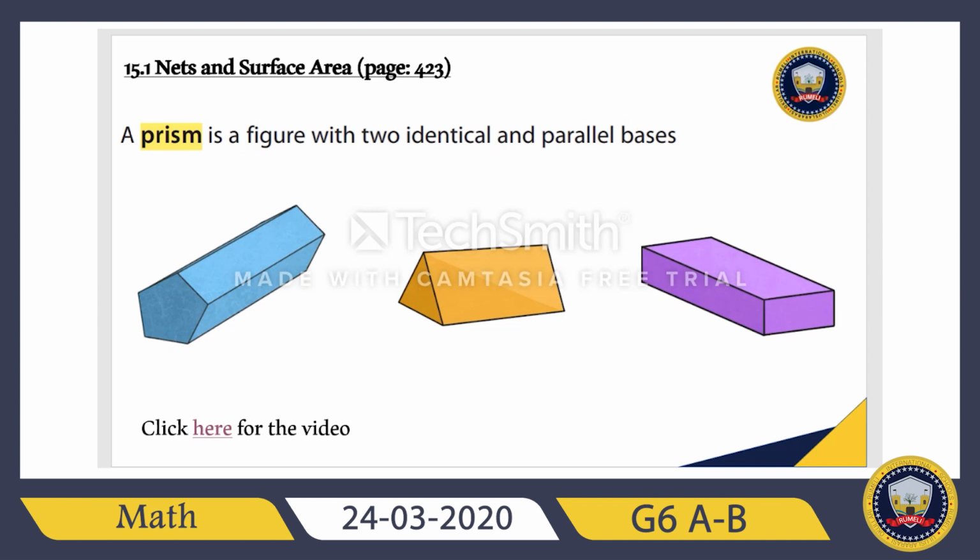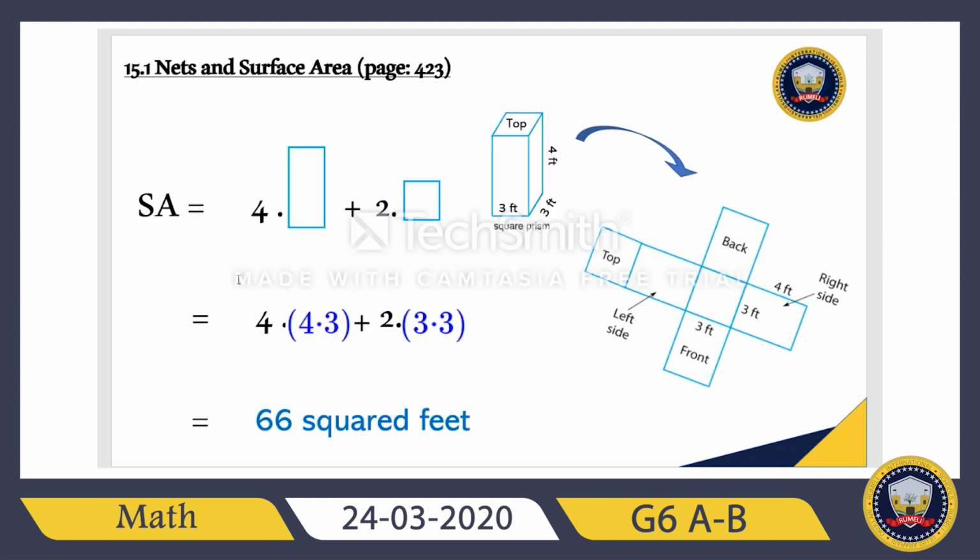Now, how can I find the surface area for the prism? Again, we are going to use the net. So suppose I have this square prism. Why I call it square? Because its base is square. So it has a square base from the bottom and the same one from the top, and it has 4 rectangular sides. So if I open this shape now, it will give me this net.